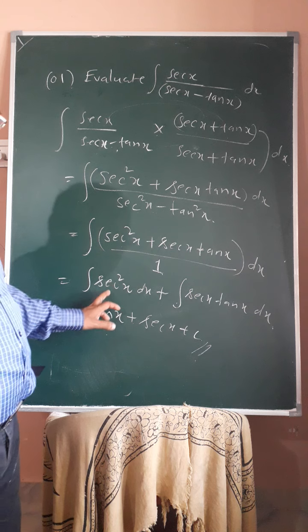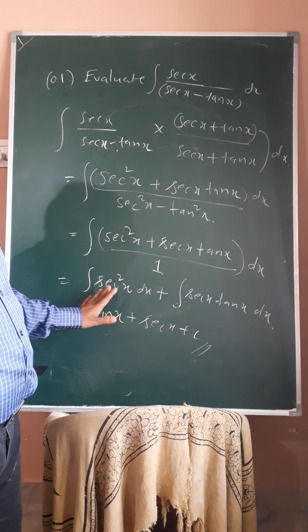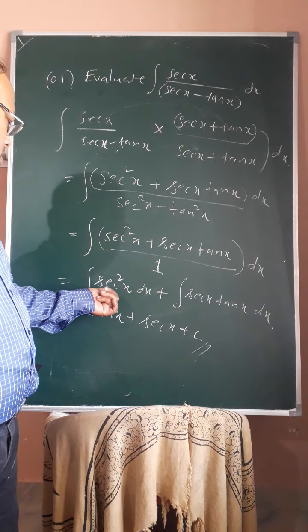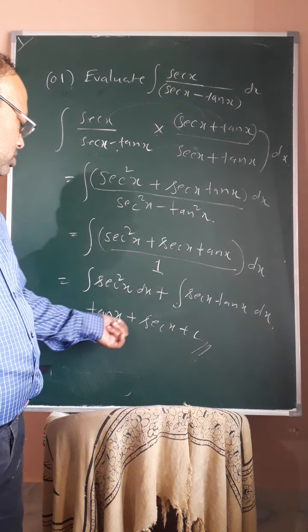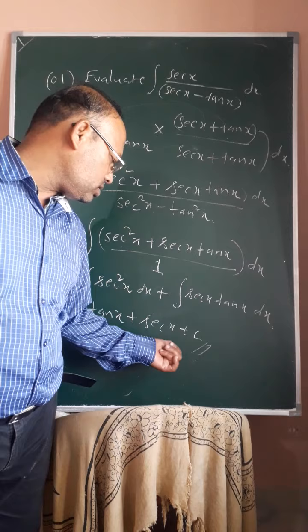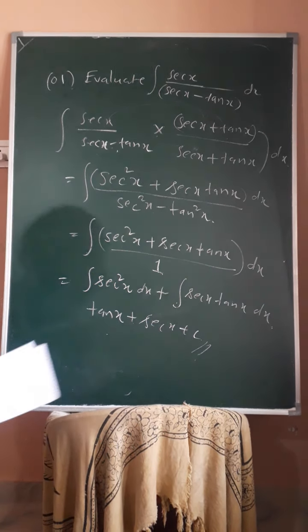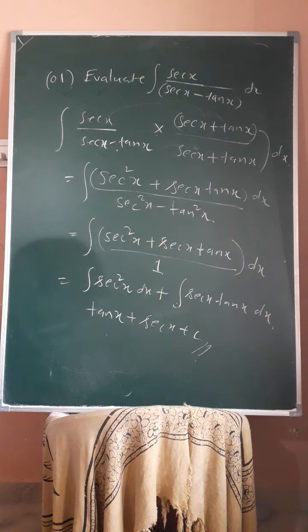Integration of secant square is, we know, a standard integral. Integration of secant square is tan x. Integration of secant x tan x is secant x plus c, the constant of integration. That's how we solve the problem. I hope you understood this. Let's continue to the next problem.